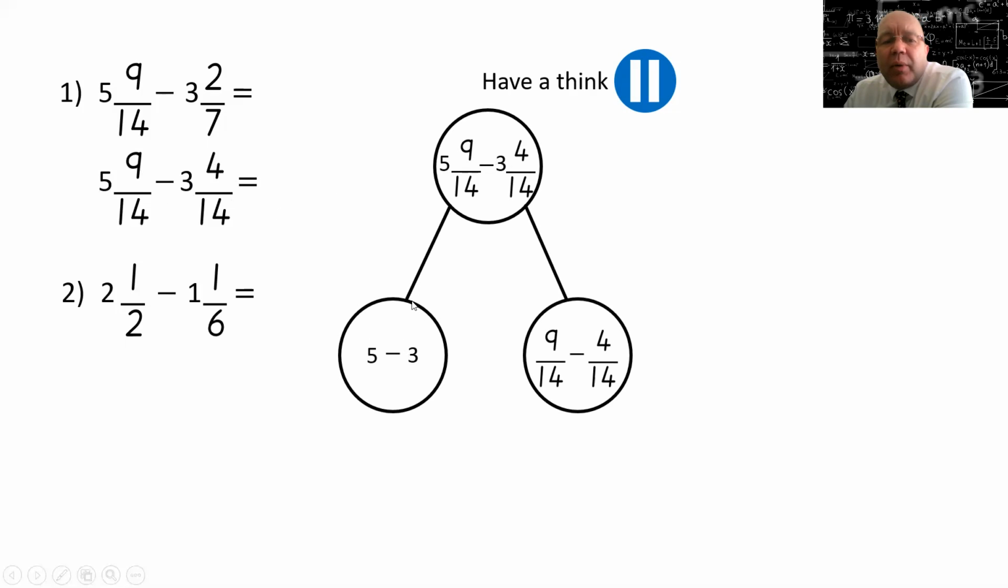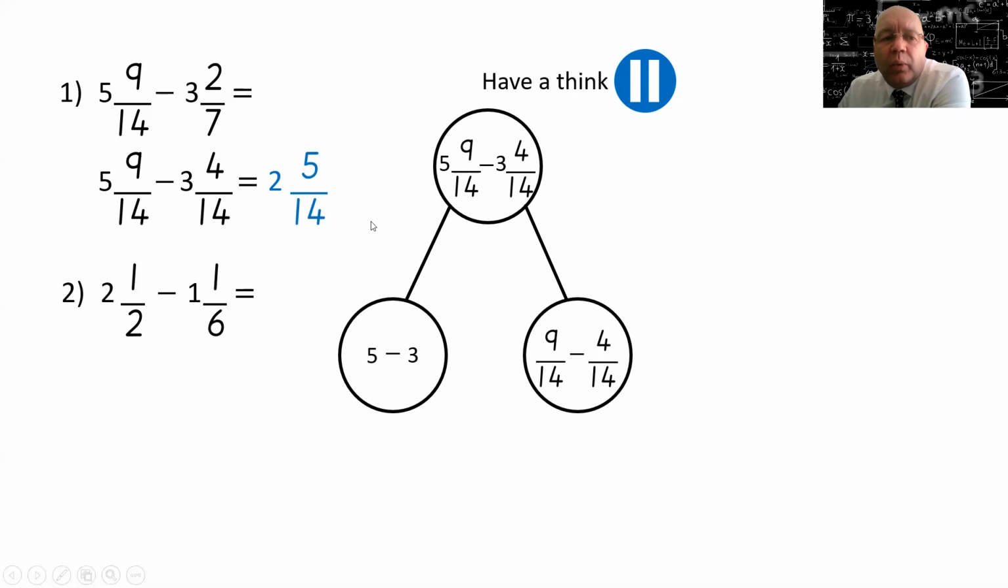So the 5 take away 3, we can deal with our whole numbers quite easily. And then our fractions, 9/14 take away 4/14, we can do. It doesn't interfere with the whole numbers. So 5 take 3 is 2. There's our whole number. And then 9/14 take away 4/14 is 5/14.